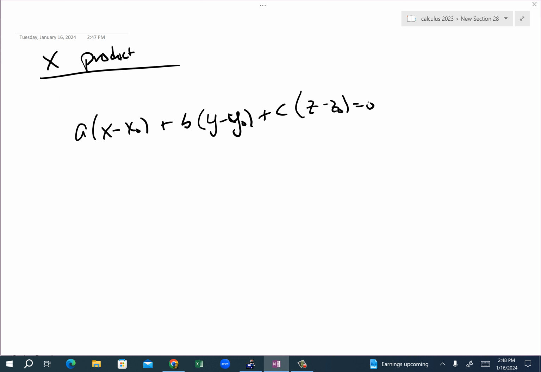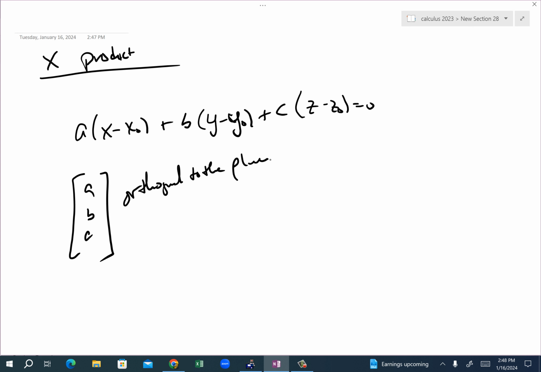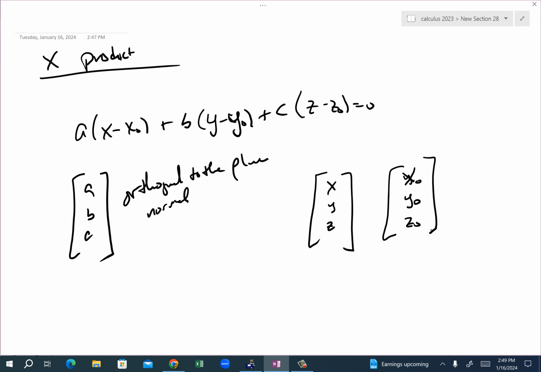That is the equation of a plane where a, b, c is a vector that is orthogonal to the plane containing the points. Okay, we call it the normal vector. That's what it's referred to as. And x, y, z is a vector. Those are just the values x, y, z. I want to leave those as variables. And then these are specific points, the initial values that the plane would go through.